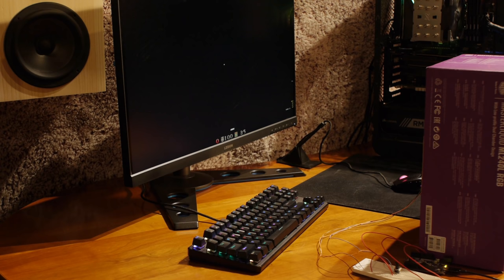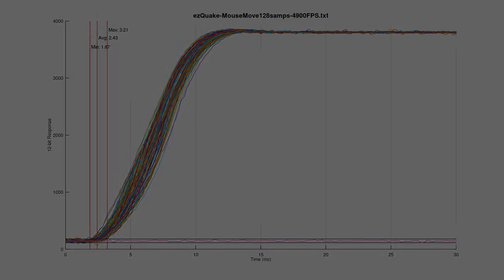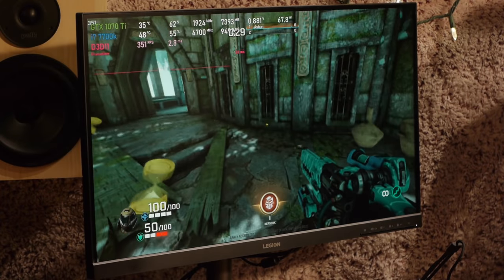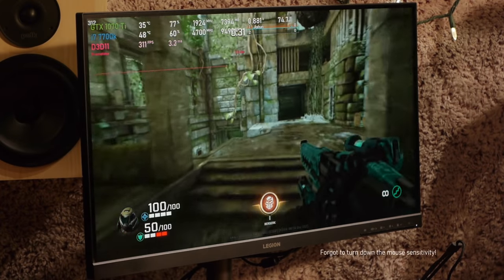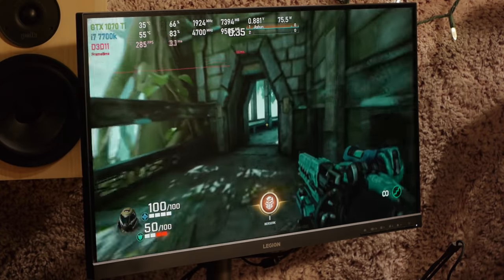For other games, this will be a bit harder, but let's take a look at the lag results of ezQuake at 4,900fps. This is really good. The average latency before at least some part of the screen starts changing is only 2.43 milliseconds, with a minimum of only 1.87 milliseconds. This is just one more illustration of why frame rate is king for reducing lag. But no modern game is running at 1000fps with minuscule CPU and GPU render times. So how about latency in a real proper and modern competitive game?